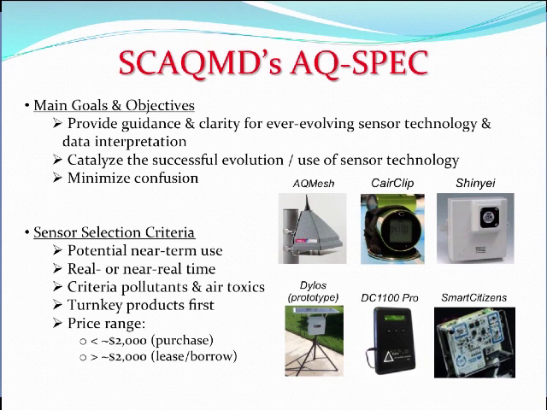Again, what are we going to select? Commercially available is what we're starting with, although eventually we can get down to the sensor level instead of the package level. Potential near-term use, if we know that there's going to be a community study that's about to use these, we need to quickly understand what the results of that study are going to mean. Obviously, real time is more important. Criteria pollutants, there's some that might be able to do some air toxics. Again, the turnkey packages first.